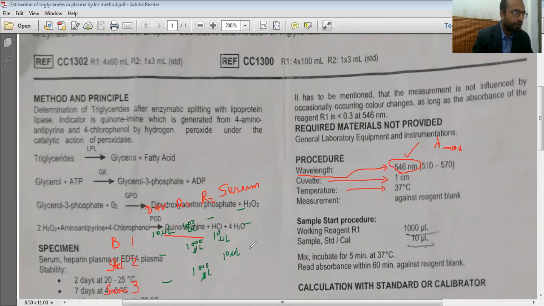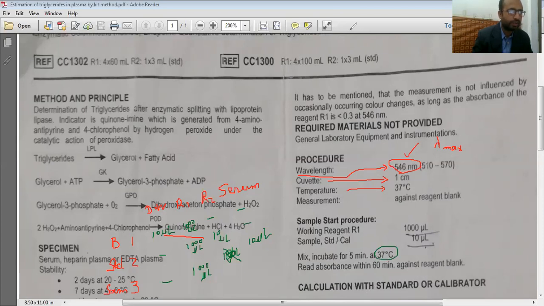Sample means serum, 10 microliter serum in the sample test tube, right? Now you will place them at 37 degrees Celsius for 5 minutes.